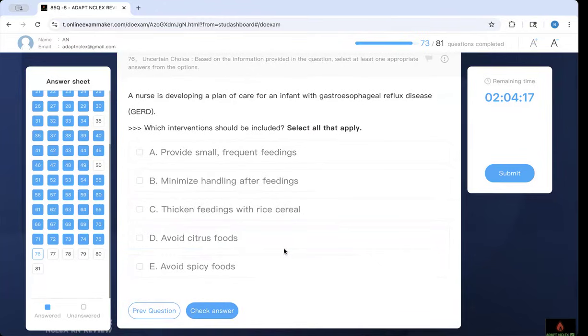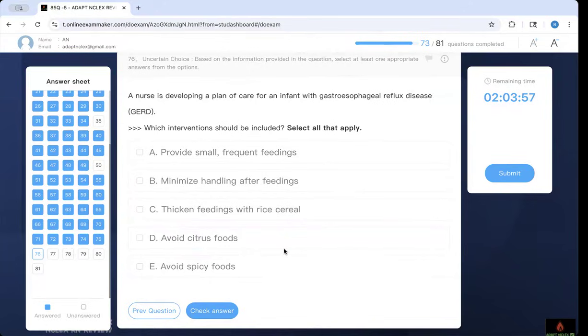And next is developing a plan of care for infants with reflux. It doesn't matter whether he's older, it's the same thing, gastroesophageal reflux. Which intervention should the nurse include? Select all that apply. Small frequent meals. Minimize handling the infant after feeding. Thickening their food with what?